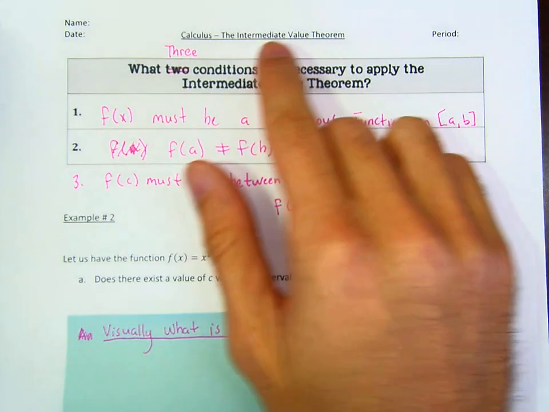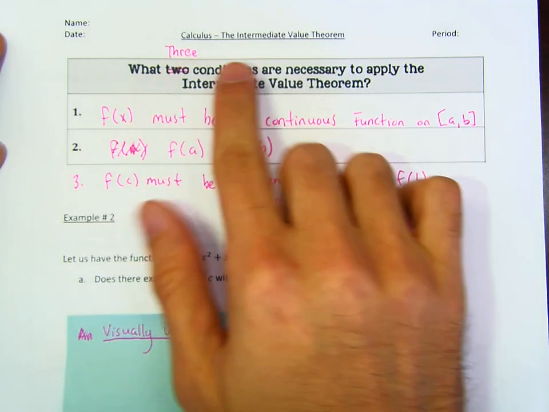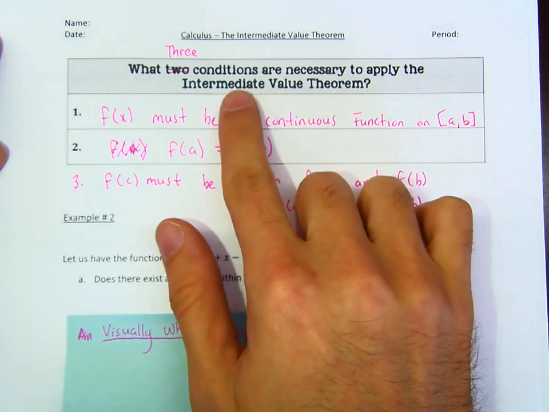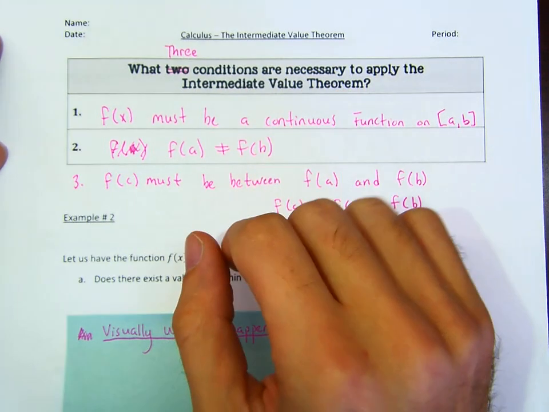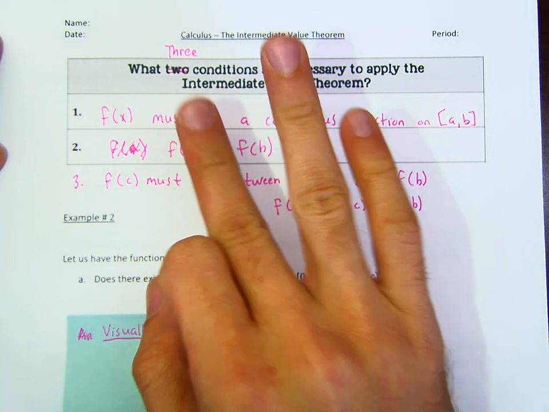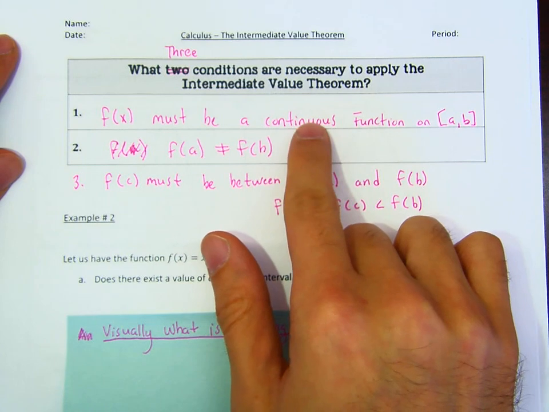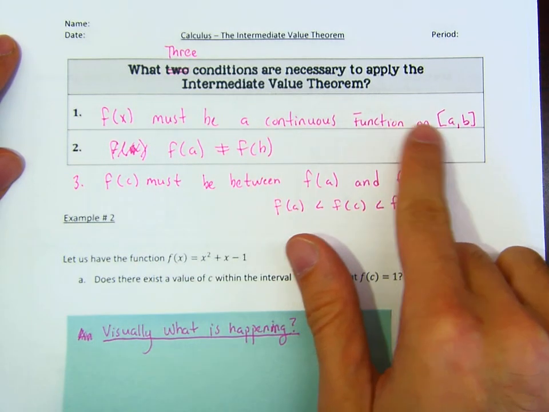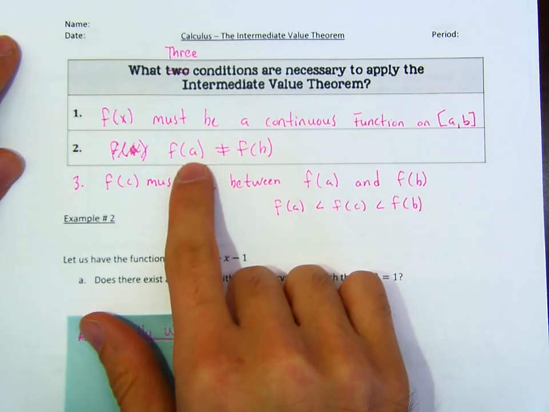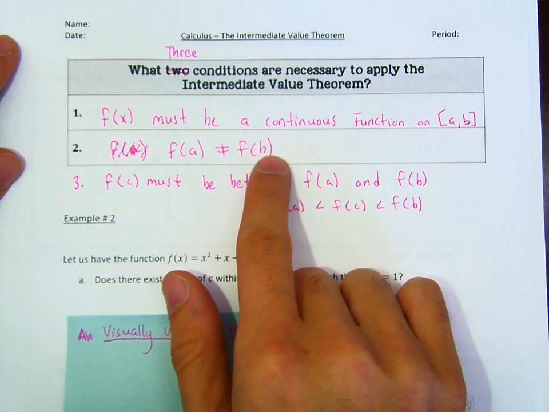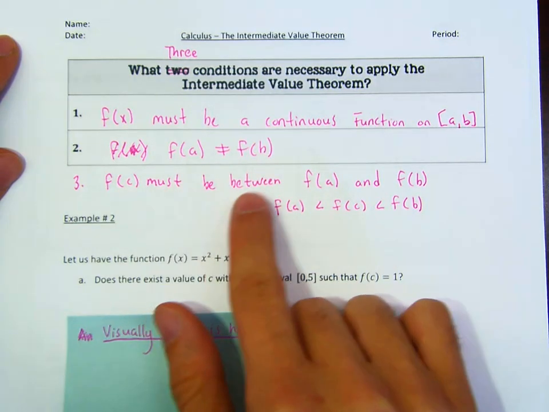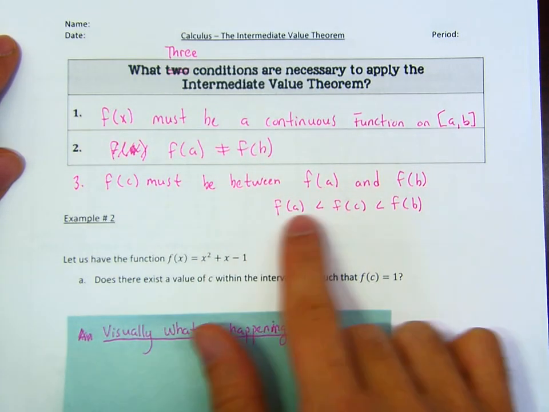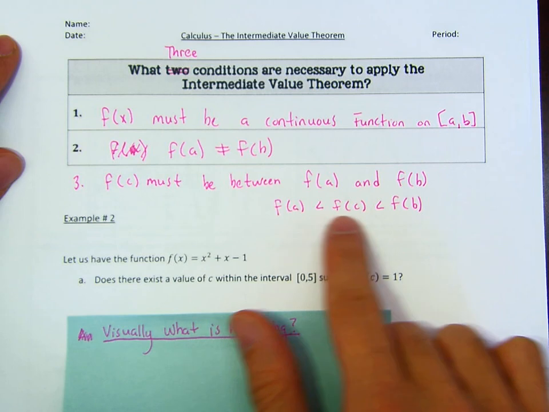Let's do this. So, what were the three conditions necessary to apply the intermediate value theorem? We have to make sure three things suffice. f(x) must be a continuous function on the interval from a to b. f(a) cannot equal f(b). And f(c) must be between f(a) and f(b) such that this inequality holds.